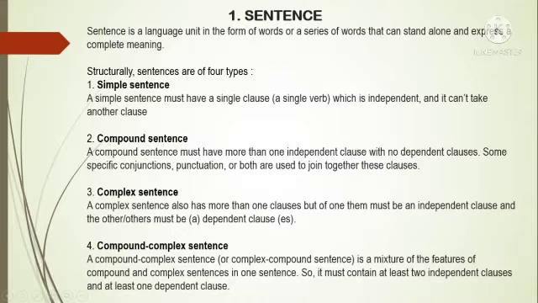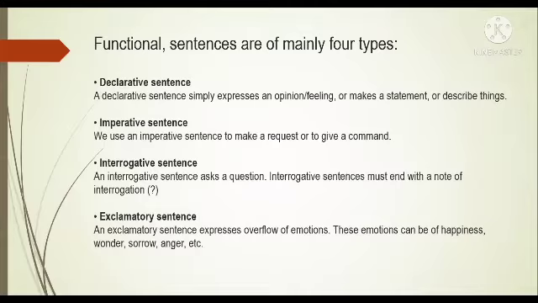A compound-complex sentence can be defined as a mixture of features of compound and complex sentences in one sentence, so it must contain at least 2 independent clauses and at least 1 dependent clause. Okay, next.